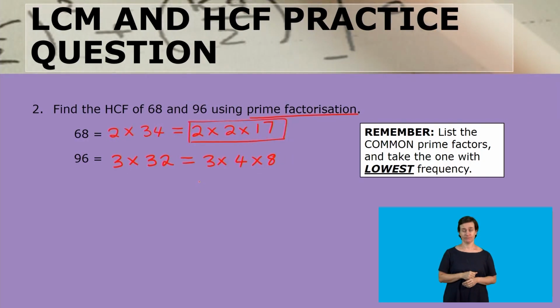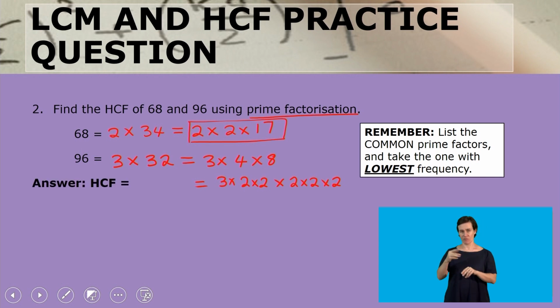I'm just going to write it down here. So that is going to be 3 multiplied by 4, 2 multiplied by 2, that's for the 4. And then for the 8, we have 2 multiplied by 2 multiplied by 2. So that means that 96 is 3 multiplied by 2, multiplied by 2, multiplied by 2, multiplied by 2, and multiplied by 2 again. All right? So that means that 2 is multiplied by itself there 5 times, and then we multiply 3 to get 96.